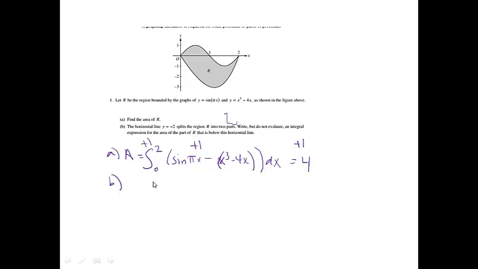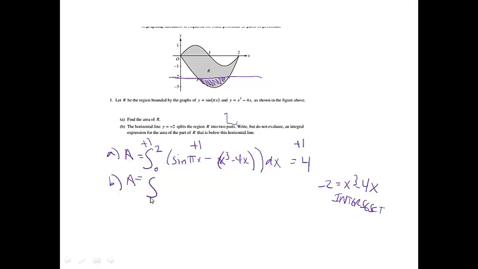Okay, part B, the horizontal line y equals -2 splits the region into 2 parts. Write, but do not evaluate, an integral expression for the area of the part of R that is below the horizontal line. So I'm going to make the horizontal line y equals -2 right here. So this time they're just asking us to find this area. So we're going to set it up just like we did on part A, but this time notice it's not going to go 0 to 2, it's going to go for where those two intersect. And it's going to be where -2 intersects x cubed minus 4x. So if I use intersect on that one, I can find the points of intersection.